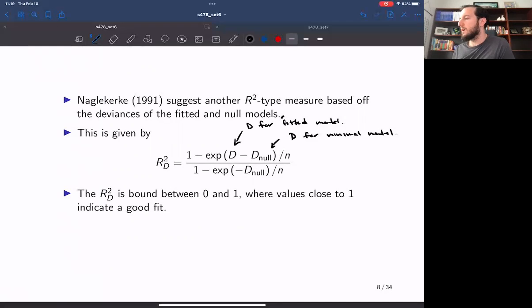So if the r-squared D is equal to 1, that would indicate a very good fit compared to the minimal model. And again, the nice thing about the r-squared D compared to the pseudo r-squared introduced on the previous slide is we can use it across different modeling types to get an idea of how the models are fitted compared to the minimal model.